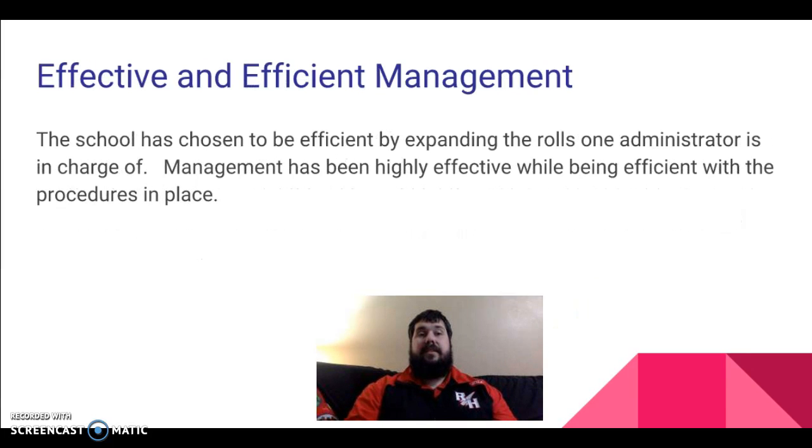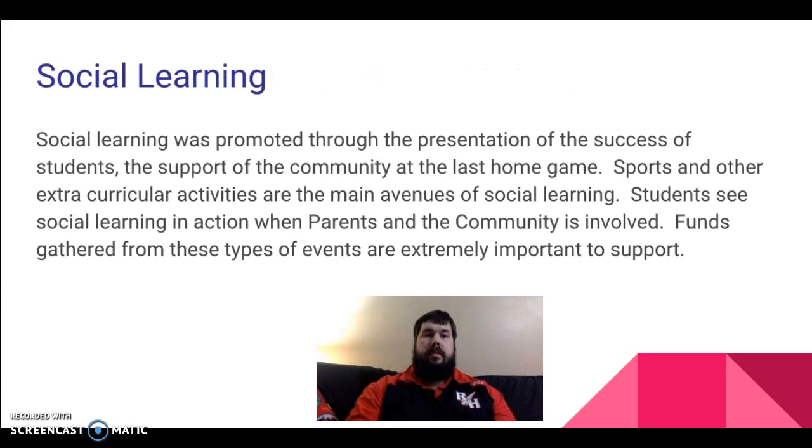The school has been extremely efficient by expanding the role of one administrator. So there can be some issue there, perhaps if there were multiple administrators involved, that this issue may not have happened. But in hindsight, the management has been highly effective while being efficient with the procedures in place. This is a school and an administrator that has shown immense pride in the success of his students. So the social learning has been promoted through the presentation of the success of students, and the support of the community at the last home game is proof of that.